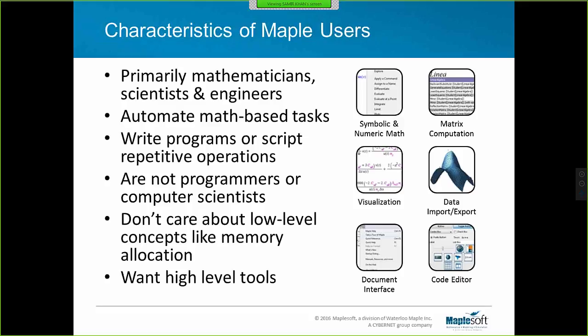So, who are our users? Well, they're typically scientists, mathematicians and engineers, and they use Maple to automate and mechanize repetitive math-based tasks. That could be calculating a symbolic integral or plotting the stress distribution across a bridge. These users aren't computer programmers or software engineers. They may have taken a programming class at university, and they may write scripts for batch processing or automating repetitive tasks. But generally, these users don't care about low-level operations like memory management, thread safety, and race conditions. They need high-level tools that make them productive straight away, out of the box.